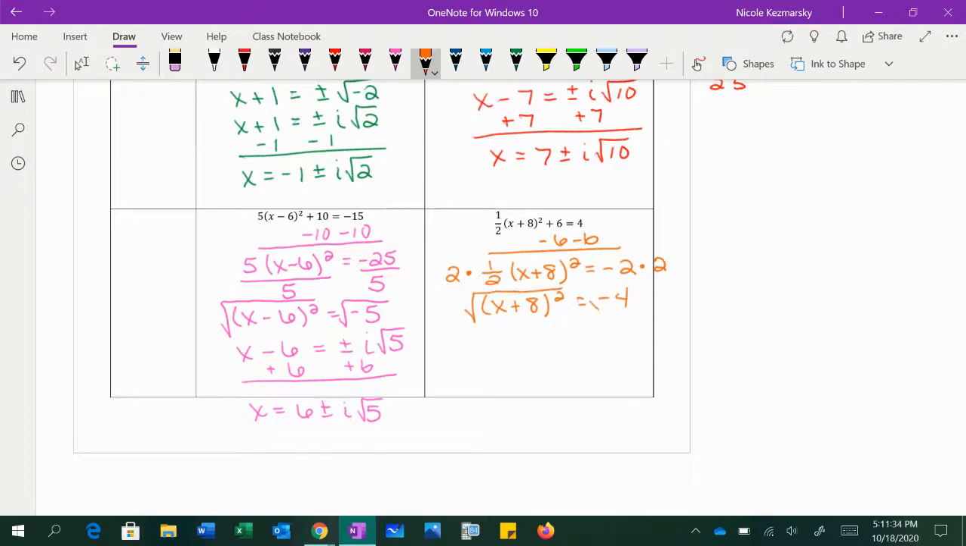Take the square root and get x plus 8 equals plus or minus, because I took the square root, i because of the negative, and I'm actually going to leave myself a little room because 4 is a perfect square, so I can go ahead and write 2i. And then I'm going to subtract the 8. Don't be fooled when you subtract the 8. Put that minus 8 in front of the plus or minus. So -8 plus or minus 2i.